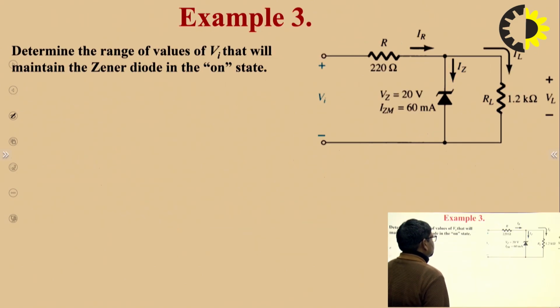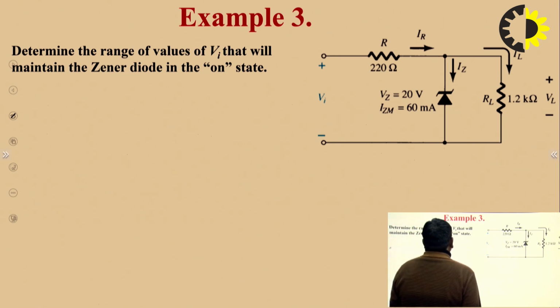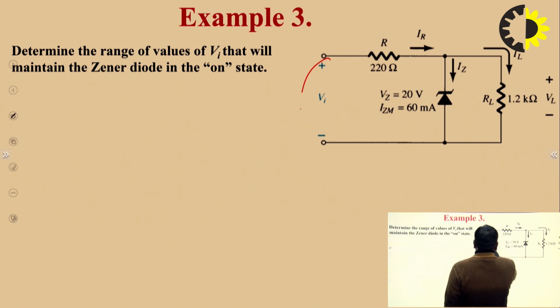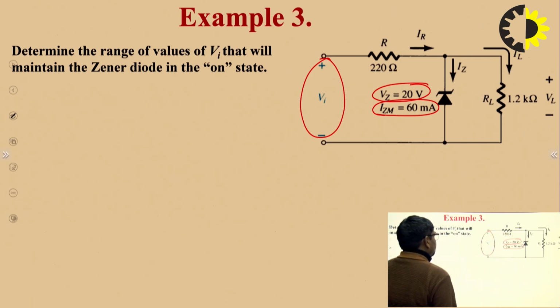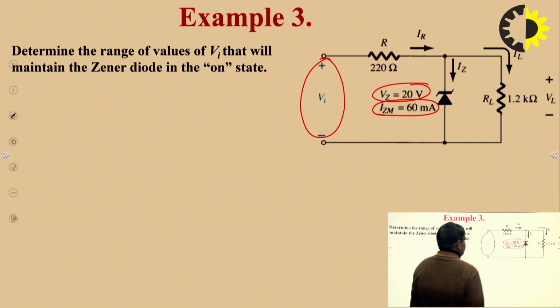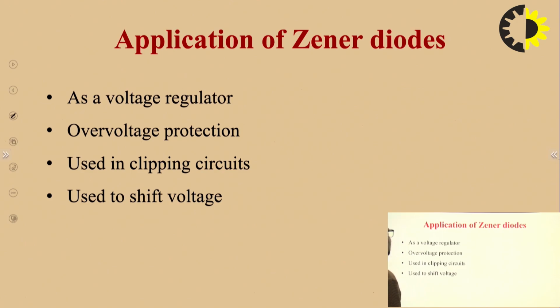In the next question, we are asked what is the range of the input voltage for Iz maximum of 60 milliampere, having a Zener voltage of 20 volt. In the same manner, we have to calculate the input voltage range which maintains the maximum Zener current equal to 60 milliampere. And the last one is, what is the application of Zener diode?